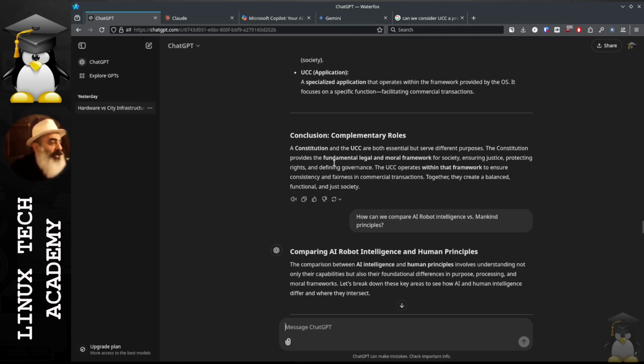The Constitution provides the fundamental legal and moral framework. Now, this is here, the legal and moral framework. It's important to keep in mind. I'm going to actually add more to this. For society, ensuring justice, protecting rights, and defining governance. The UCC operates within that framework to ensure consistency and fairness in commercial transactions. Together, they create a balanced, functional, and just society.